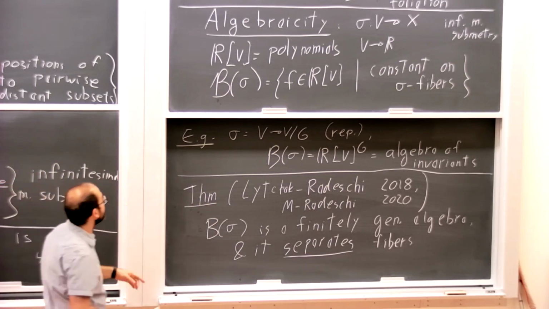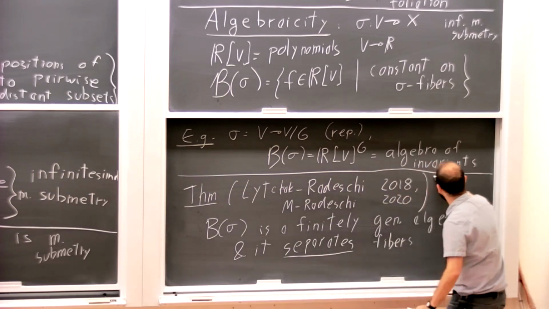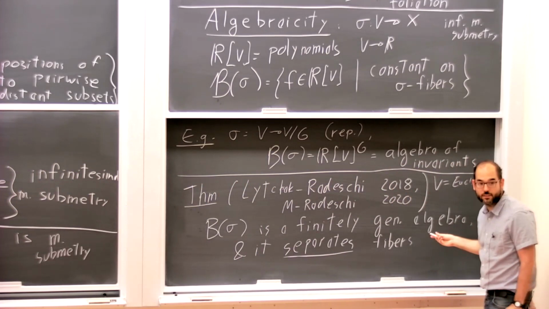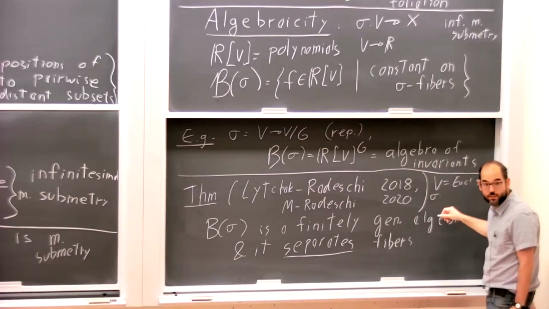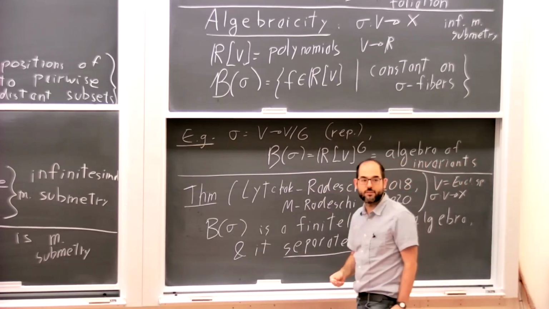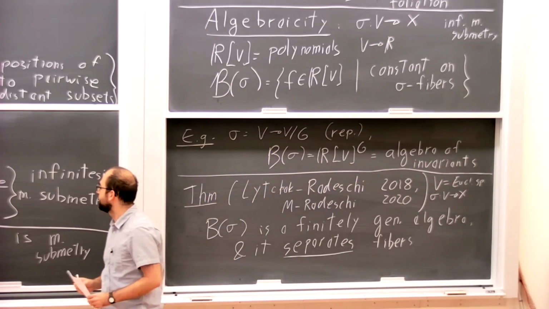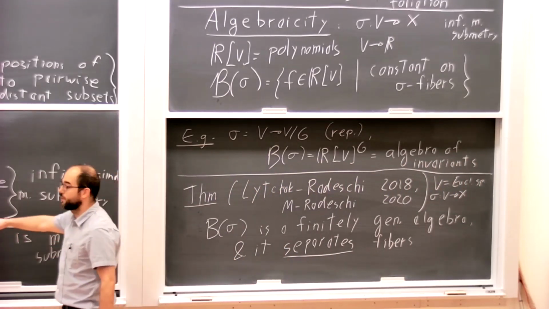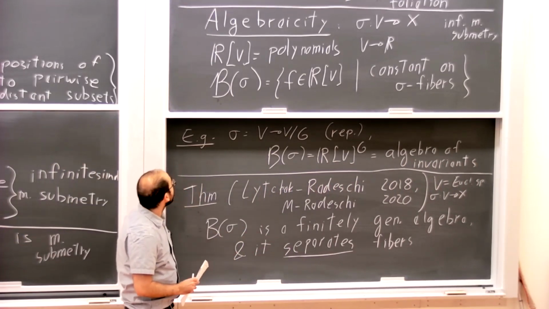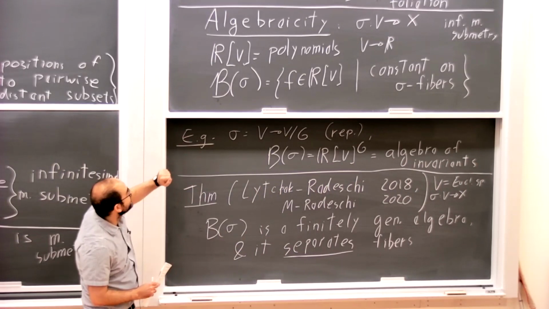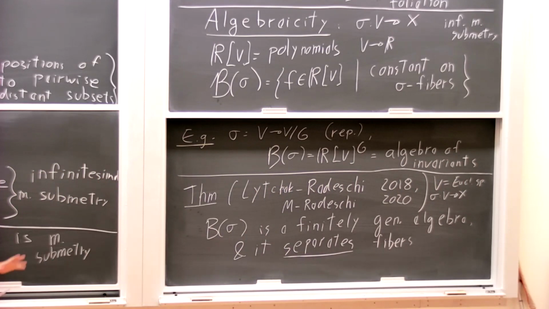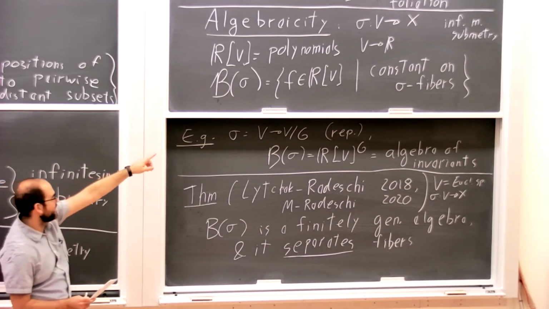In the theorem here? Yes. So V is a vector space, a Euclidean space, right? Any Euclidean space. And then sigma is a manifold submetry from V to some metric space X. Infinitesimal in the sense that 0 is a fiber. I'm also requiring that, yes. I wrote infinitesimal, yes. Maybe it's a bit confusing because I didn't write it here.